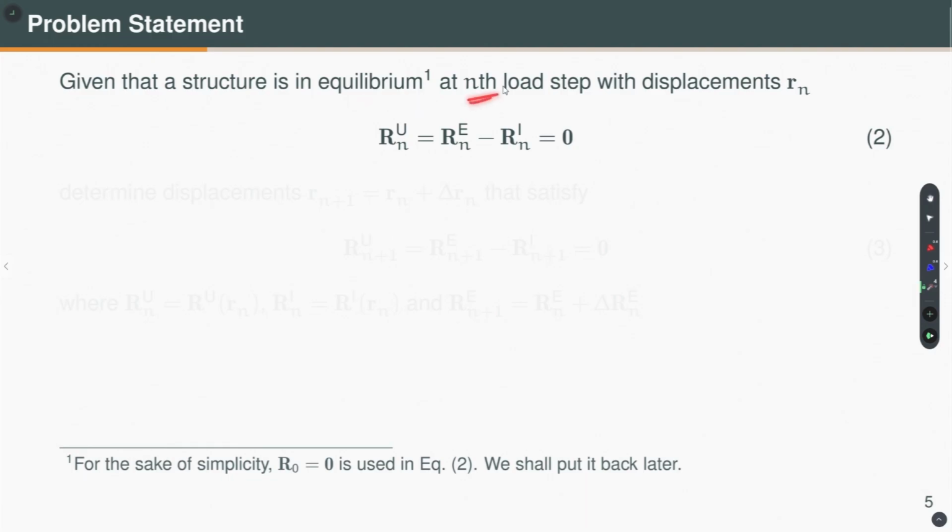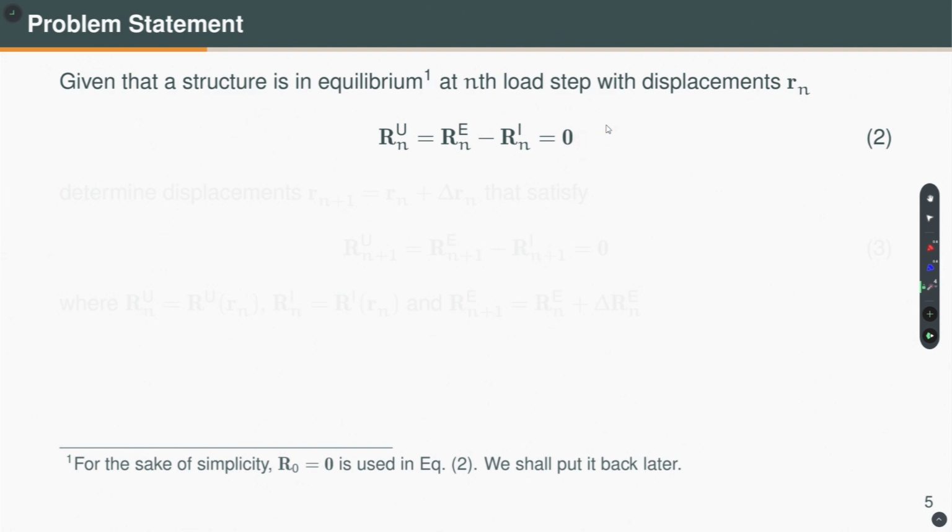So, let us say you have applied 10 kilonewton and the structure is in equilibrium, with displacement vector R sub n, that is at the nth load step. That means my external force vector is in equilibrium with the internal resisting force vector and it is equal to 0, but I am calling that R_u n, the unbalanced force vector, because you will see in a minute that this may not be exactly 0.